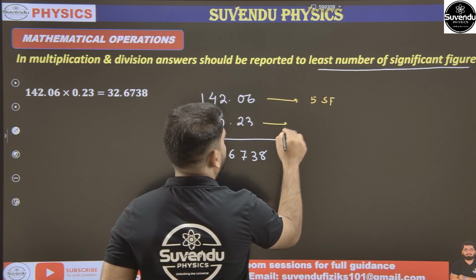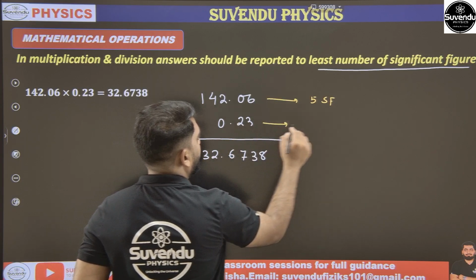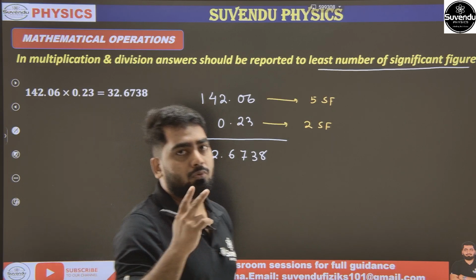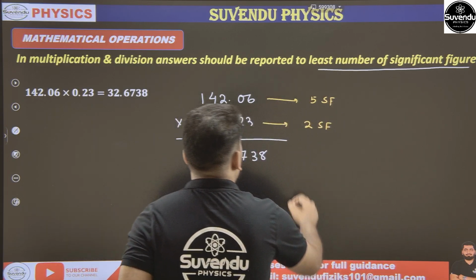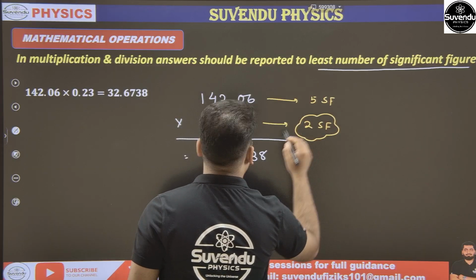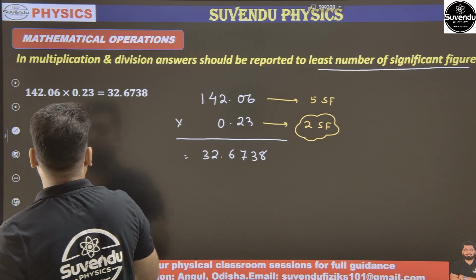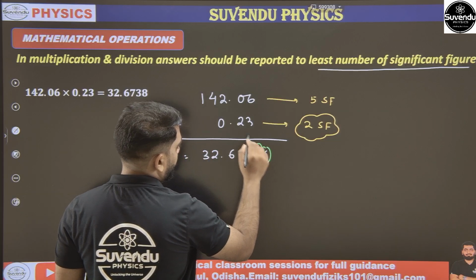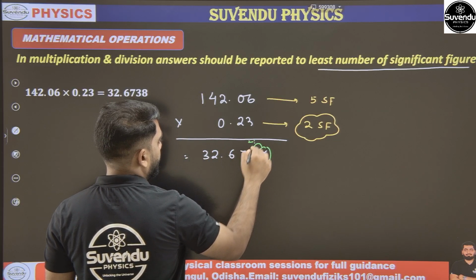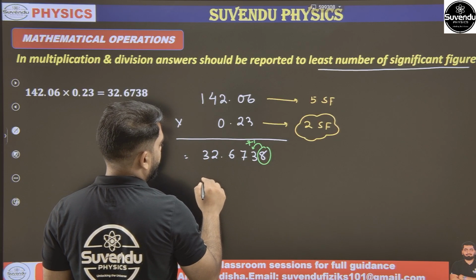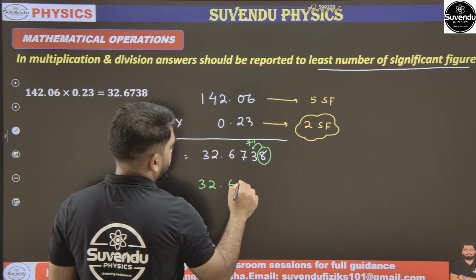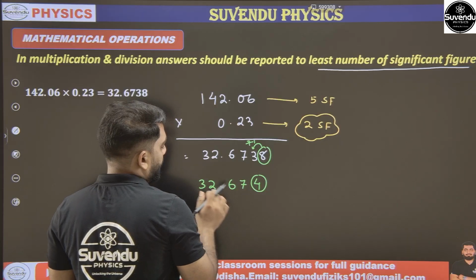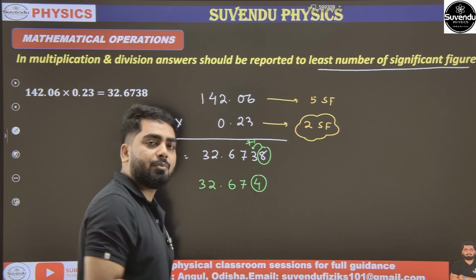And in this case, leading zeros are not significant. Two significant figures are available. So answer should be reported to two significant figures, the least number of significant figures. So as per this rule, यहाँ पे देखो 8 greater than 5, तो ये +1 हो जाएगा. Preceding digit raised by 1 unit. So this will become 32.674. 4 is less than 5, क्योंकि 5 significant figures are available.